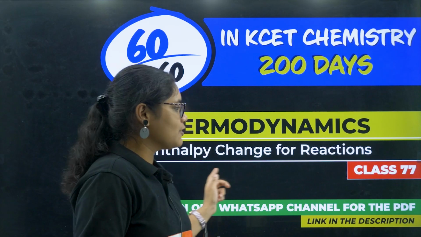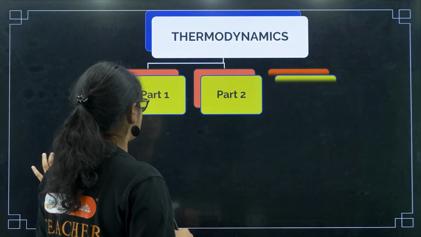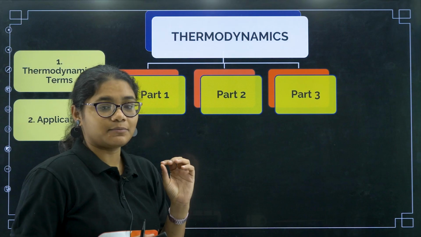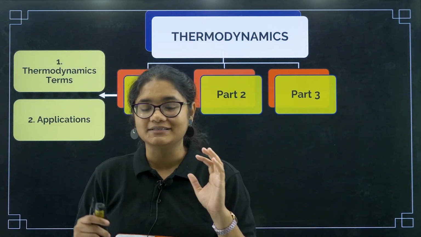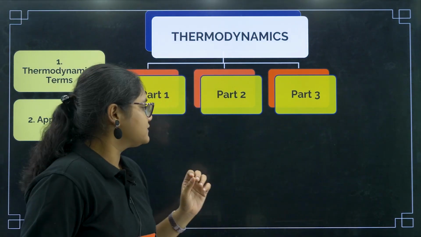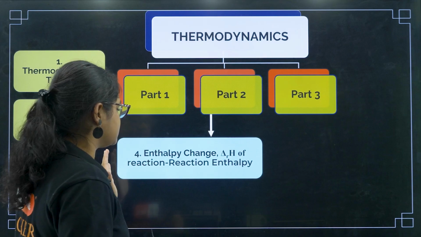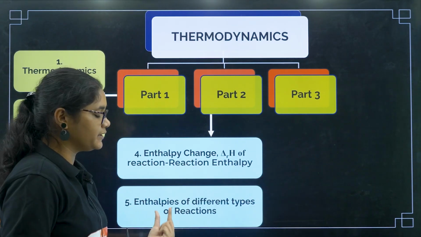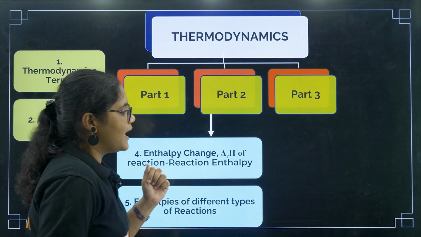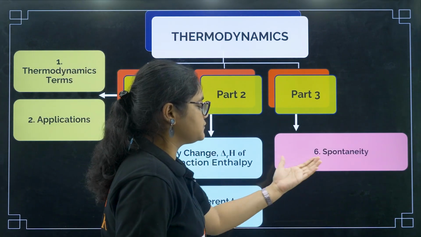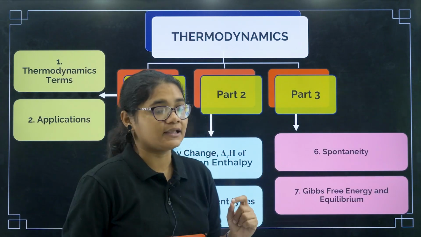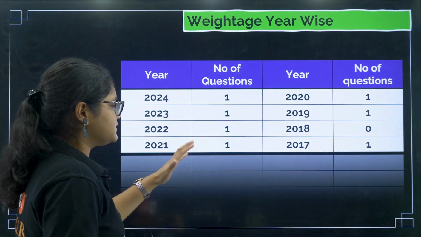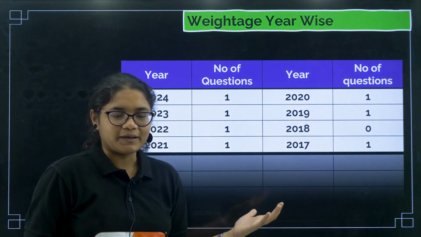So now coming to this, how are we going to cover this chapter? We have already completed part 1 where we discussed the important thermodynamic terms and its applications. Next, that is today's class, we are going to discuss enthalpy change or reaction enthalpy and enthalpies of different types of reactions. And then in the third part, in the next class, we are going to discuss spontaneity and Gibbs free energy.